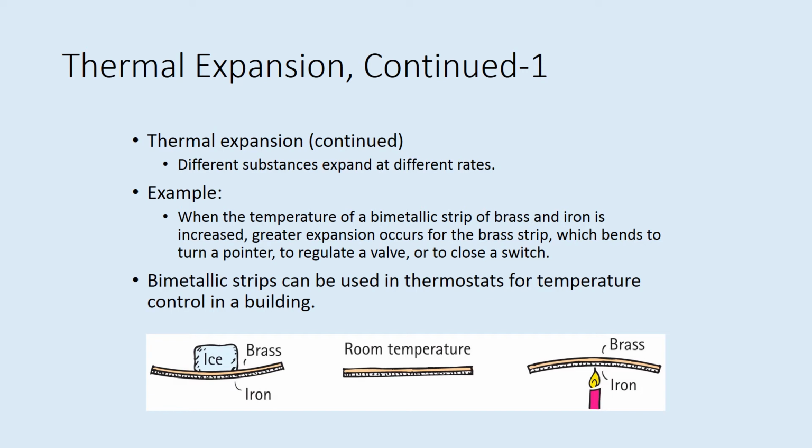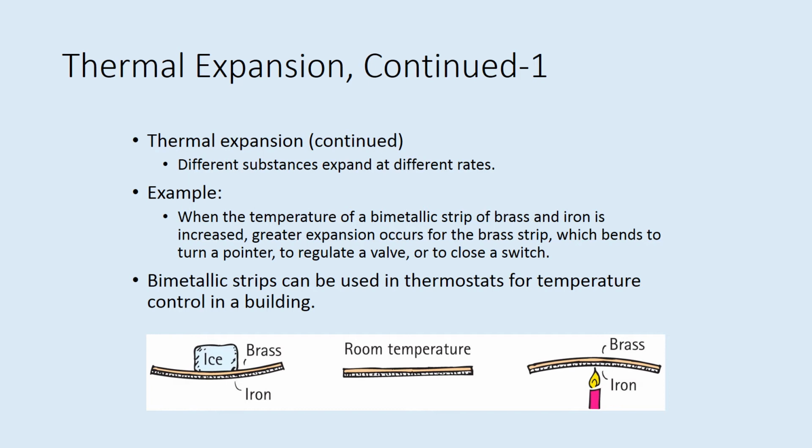Similarly, if it gets too cold in the house, the brass is going to contract much more quickly than the iron, and therefore the bending will be in the upward direction, which is shown on the figure on the left. And by doing so, we can then have the ends of the strip made to be in contact with a circuit that activates the heater in the house or the furnace.